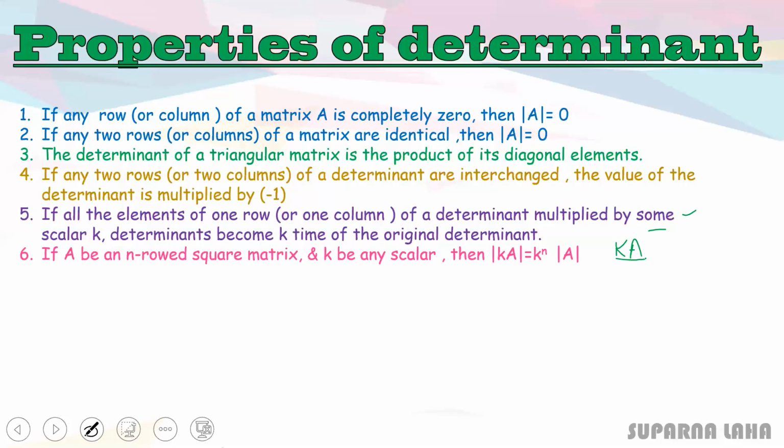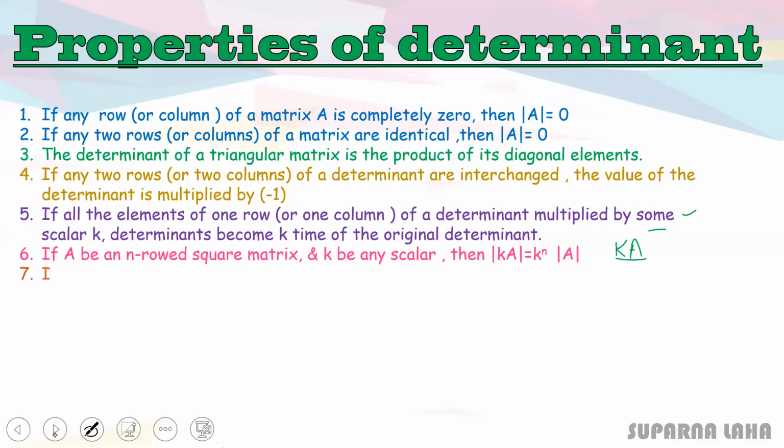Not only one row or column, you know how to multiply a matrix with a scalar. That means all the elements of this matrix we need to multiply by k. And then I'm taking the determinant of kA. So that value is given by k to the power n, that means k to the power of the order of the matrix, times the determinant of the original matrix A.